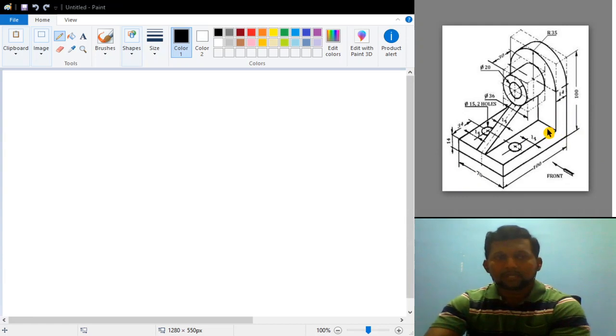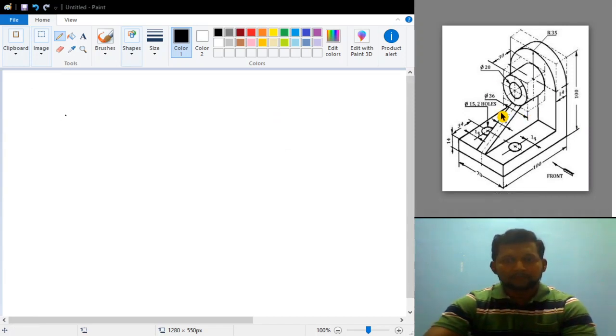So let me draw my front view over here, and after that to the right side I will draw the left hand side view, and the top view will be exactly below that of the front view. Okay, so let me again start with the front view.